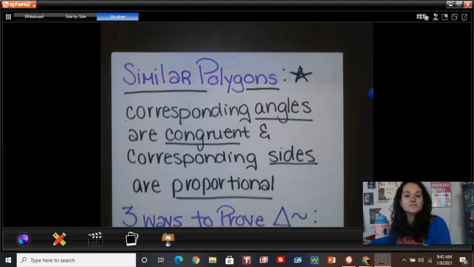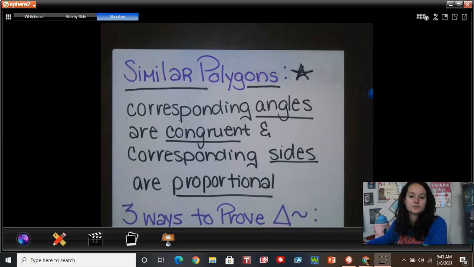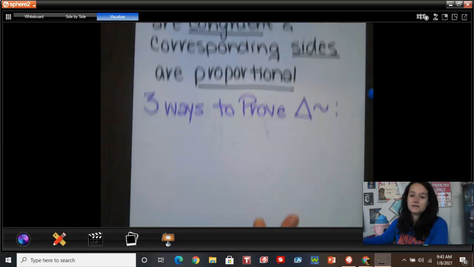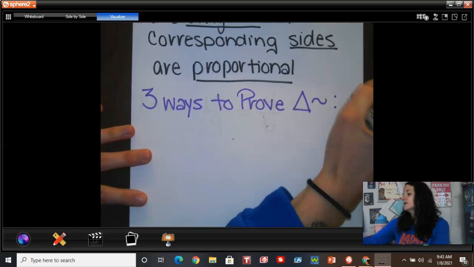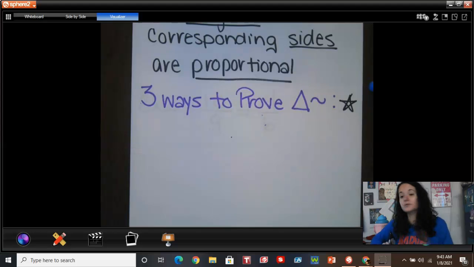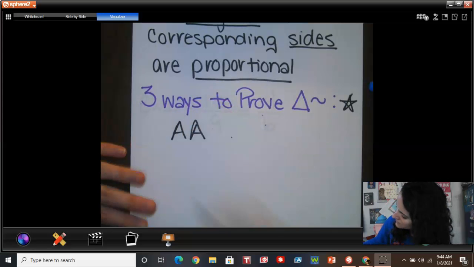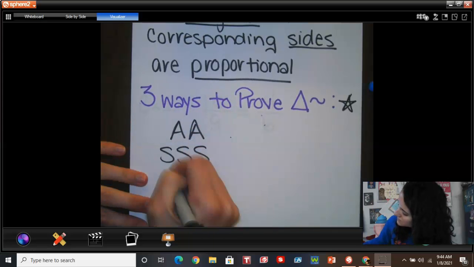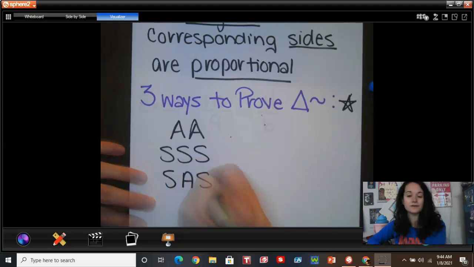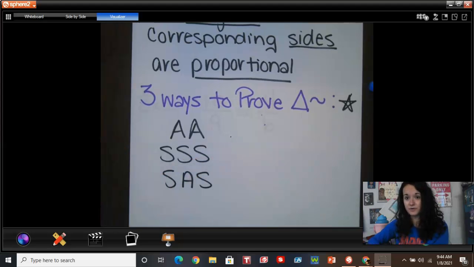Okay, the next one we have is 3 ways to prove triangle similarity. Okay, this one is also on your exam. So the 3 ways to prove triangle similarity is angle, angle, side, side, side, and side, angle, side. All right, so that's it when it comes to vocab on your exam.